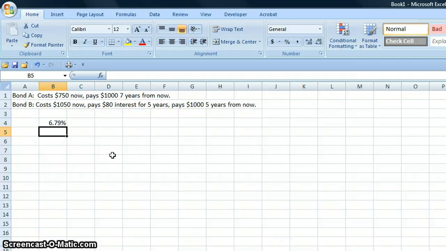I should also mention this method, we worked with bonds here, but this applies to any sort of investment. So any investment that costs some amount now and then will pay you some amount later, or any investment that costs some amount now, gives you incremental payments, and then makes some payment later.